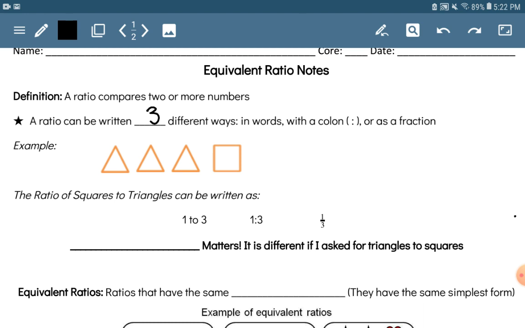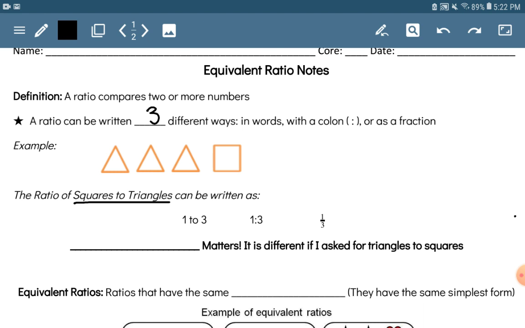So in the picture below, we have some triangles and a square. And if I wanted to write the ratio of squares to triangles, I could write it as 1 to 3 in words, 1 to 3 with a colon, or 1 to 3 as a fraction. I want to point out where those numbers come from. Since I want the ratio of squares to triangles, the 1 is for the number of squares in the picture, and the 3 is for the number of triangles in the picture.